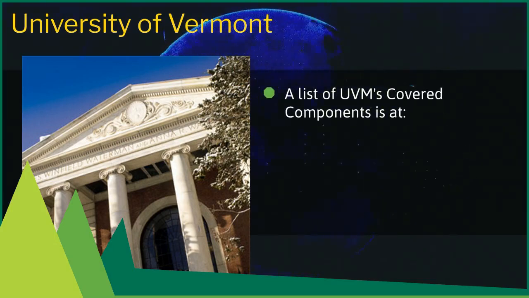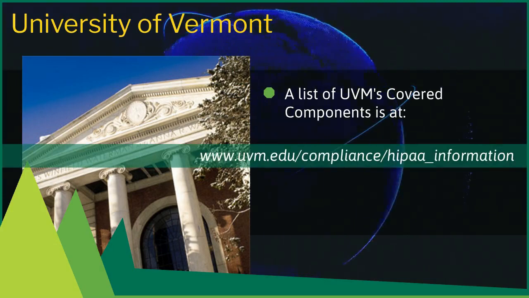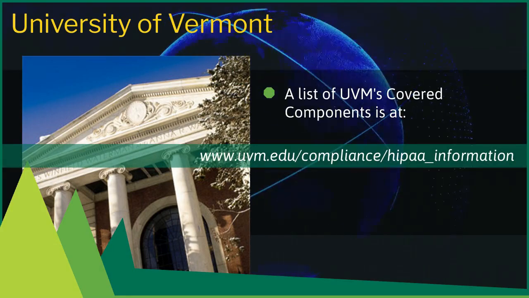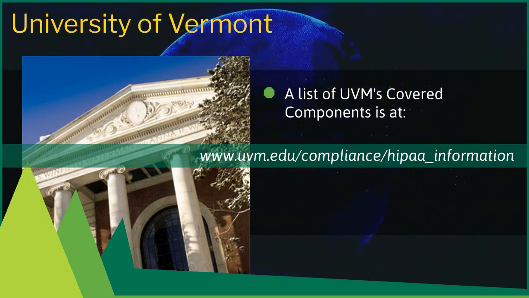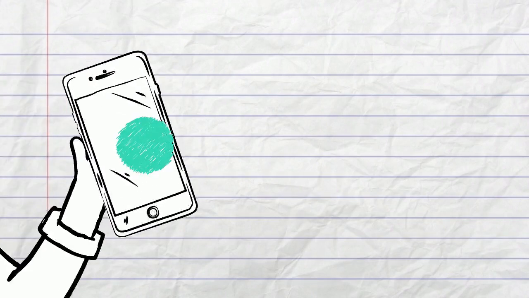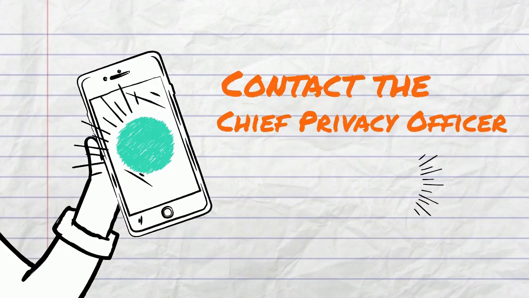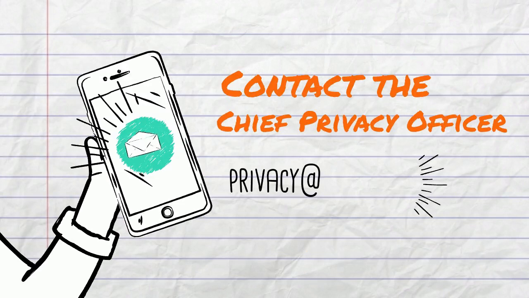A list of UVM's covered components can be found by visiting www.uvm.edu/compliance/HIPAA_information. There is detailed guidance on what constitutes a covered component and what does not. If you are uncertain and you are not listed under the covered components, contact the Chief Privacy Officer at privacy@uvm.edu.